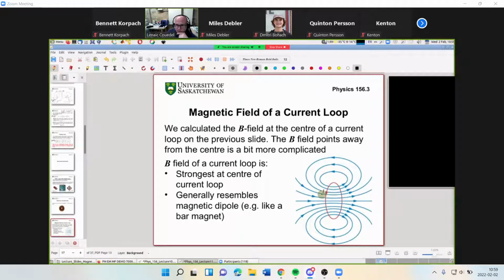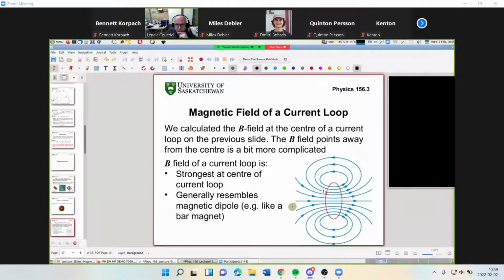In Physics 156, you don't have the math background yet to calculate the exact shape of the magnetic field outside of the central axis, but that's how it would look. On the central axis, because of symmetry, it's straight, with direction given by the right hand rule. When you go away from the center, the magnetic field slightly decreases, and the shape of it resembles a magnetic dipole. That's the same thing we've seen for a bar magnet.